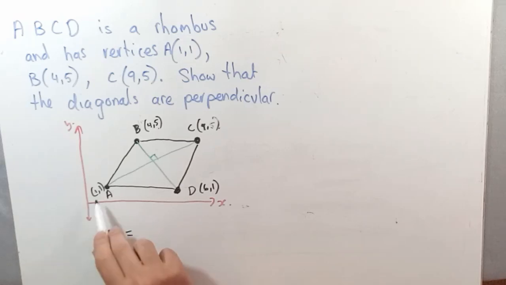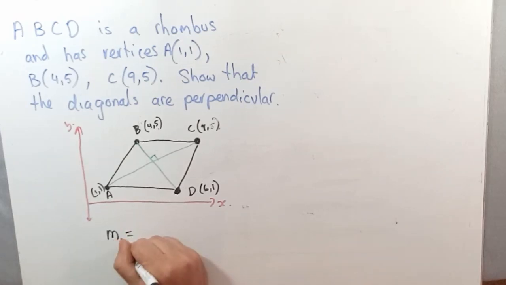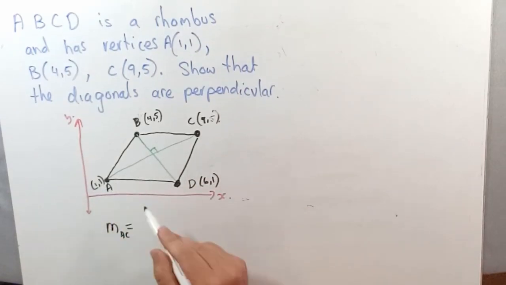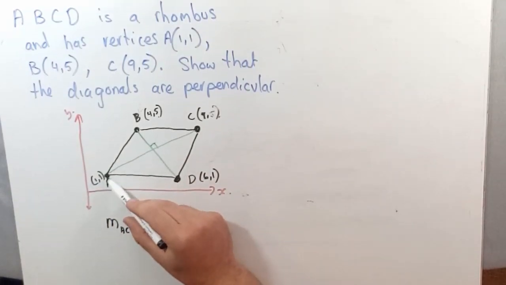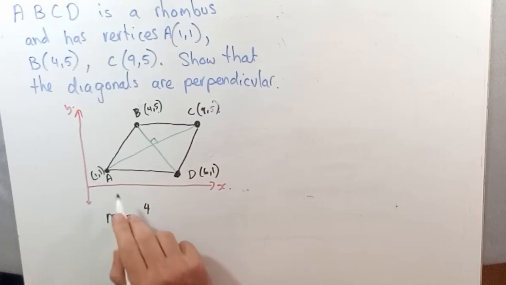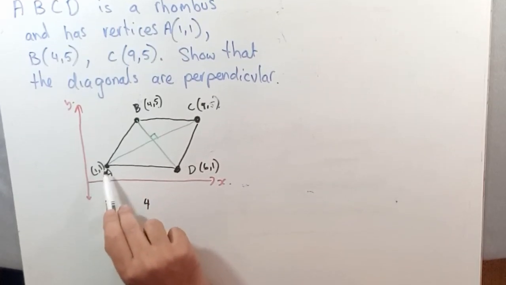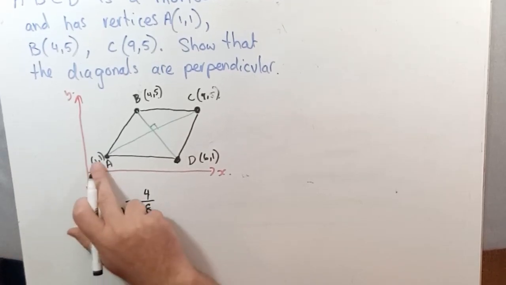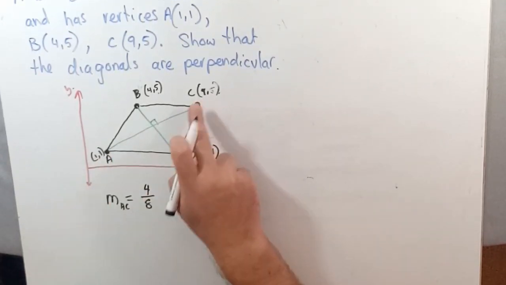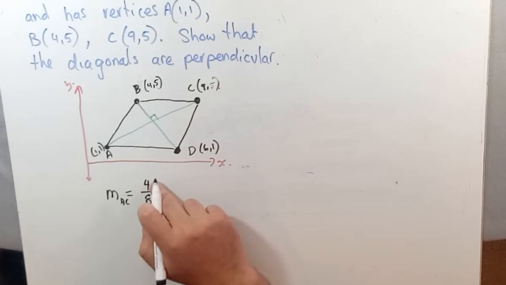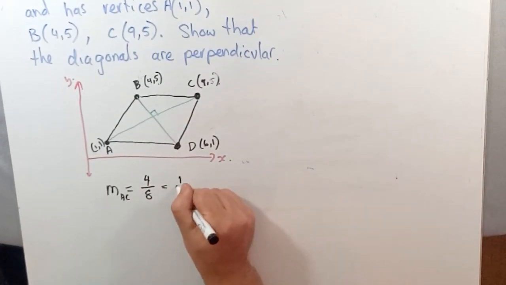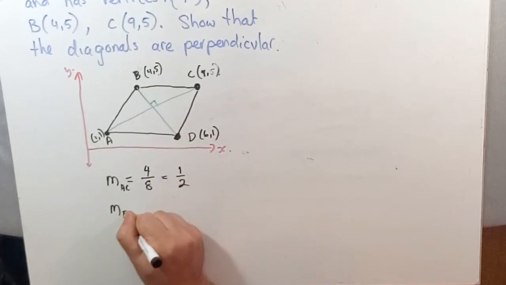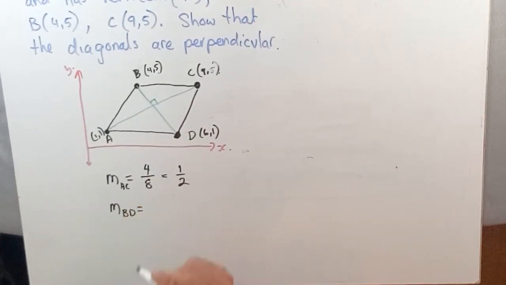Okay, so M1, we could even write M_AC. That really tells what we're doing. So the rise, it's gone up 4, and across, how far has it gone across? It's gone across 8. From 1 to 9 is 8. Up from 1 to 5 is 4. So that equals 1/2.